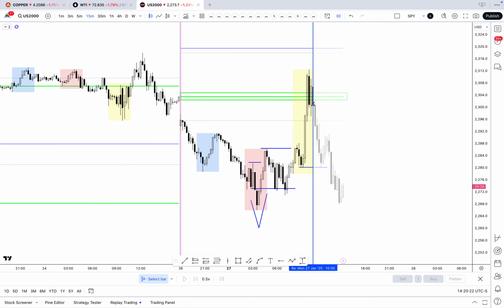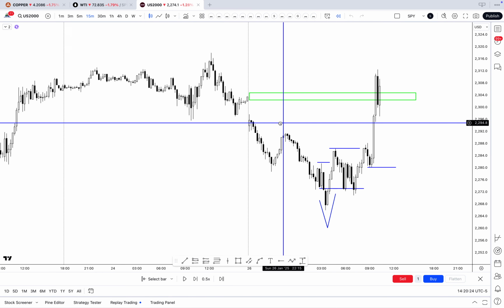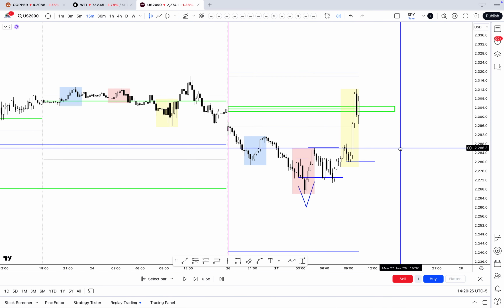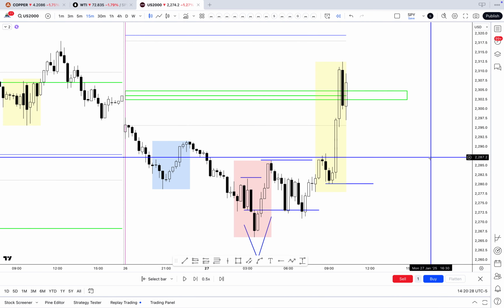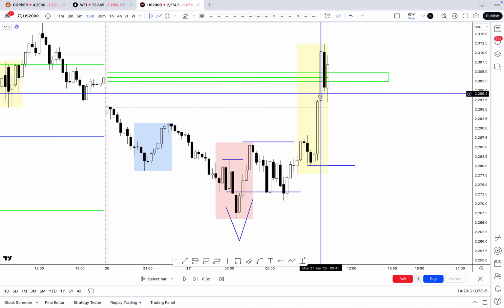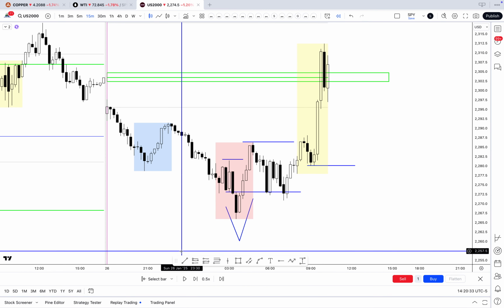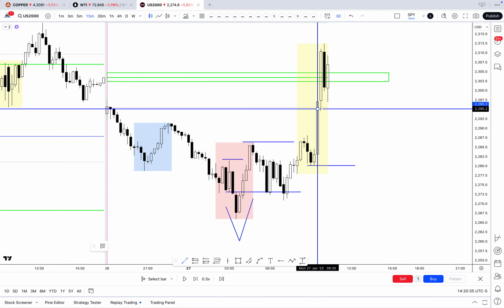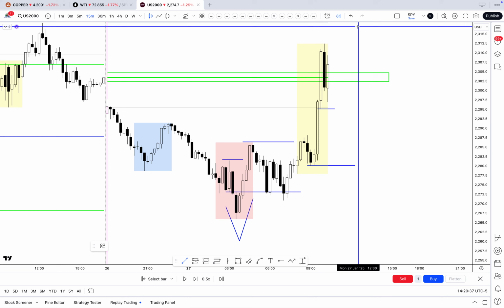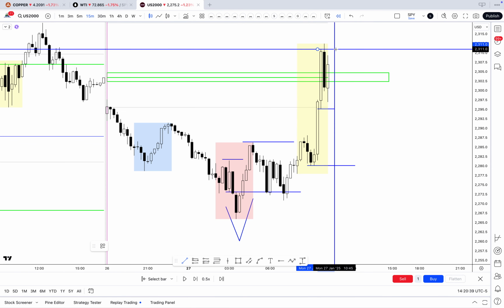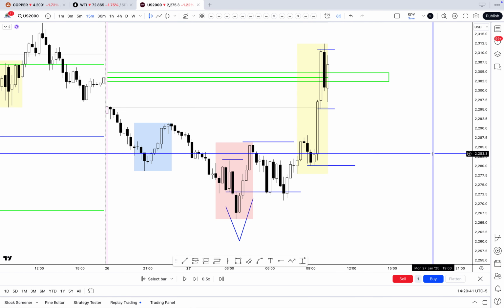How would I enter this trade? Well, for one, we have 45 minutes of consolidation here. What do I mean by that? This 9:45 to 10 a.m. candle, this is a range. And they were inside of this range for 45 minutes.